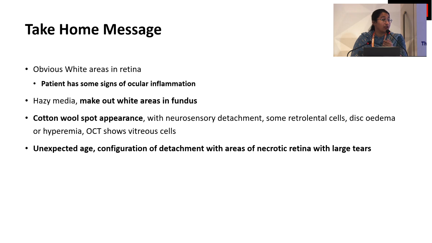Patients with malignant hypertension can have similar findings, but there will be no vitreous cells on OCT, no anterior chamber or RL cells. And whenever we have patients who present in an unexpected age group, large posterior breaks, sieve-like breaks, please do go ahead and think of retinitis as a differential before thinking of anything else. Thank you.